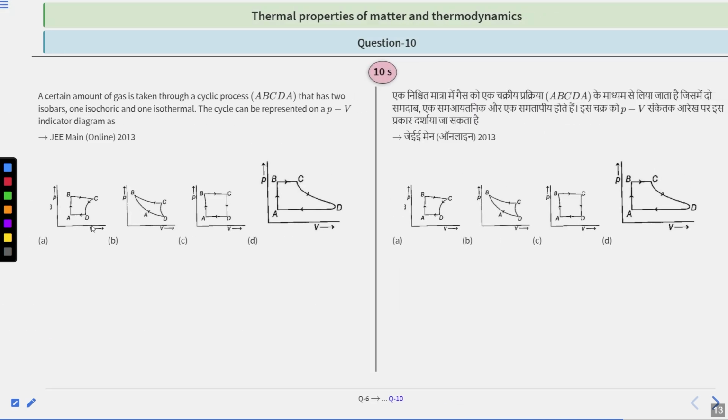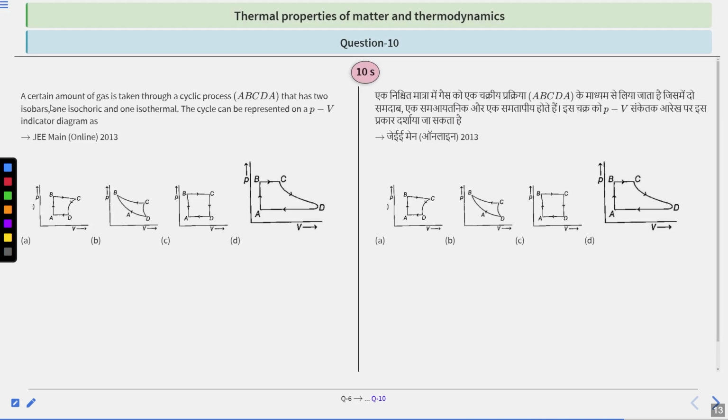Question 10. A certain amount of gas is taken through a cyclic process A, B, C, D, A. It has two isobars, one isochoric and one isothermal. Clear? Two isobars means pressure constant, isochoric means volume constant, and isothermal means temperature constant. The cycle can be represented on a PV indicator diagram.